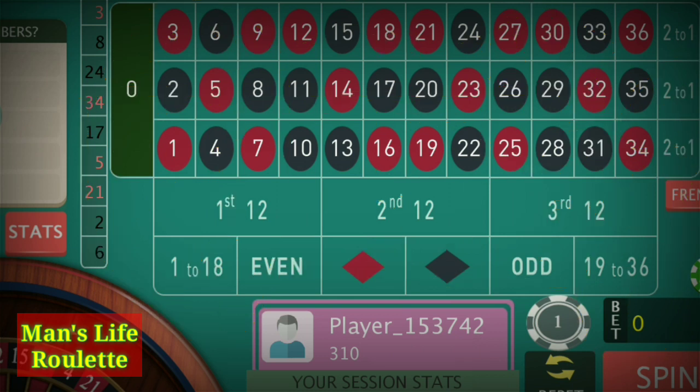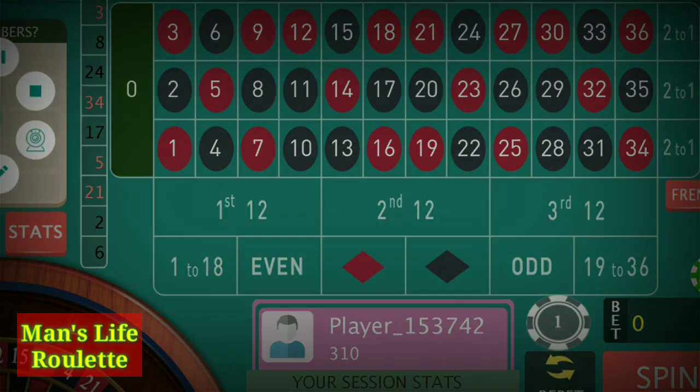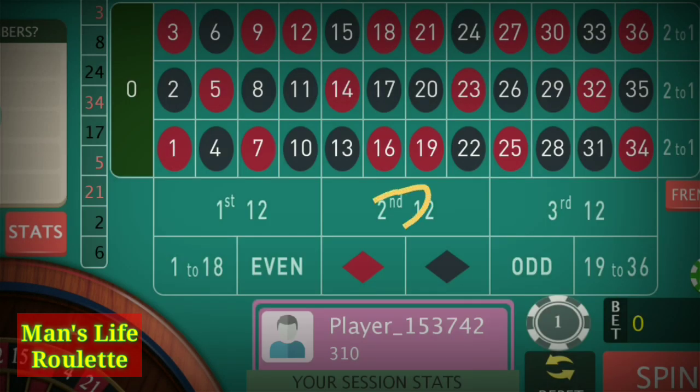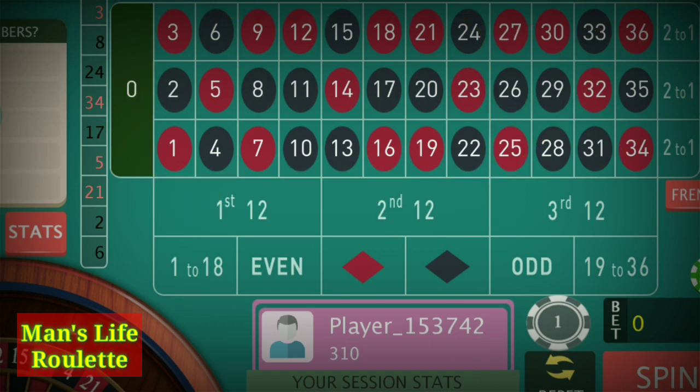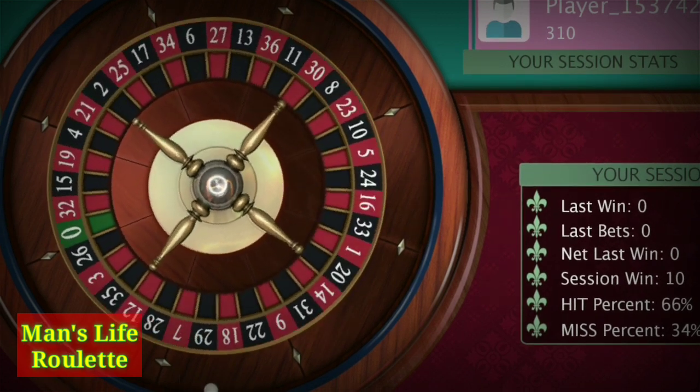Another strategy is to cover more than 50% of the numbers, that is, if we play 2 dozens, 1 and 2, then we cover 24 numbers out of 37 on this table. We lose only at the third dozen and 0. So in this way, you have to increase the bets upon losses, but you don't need to decrease the bets until you hit the target.